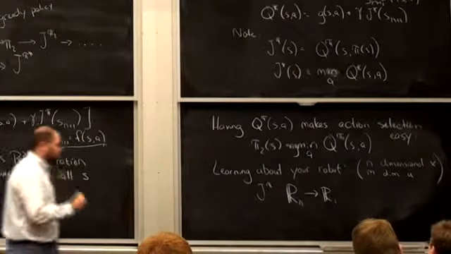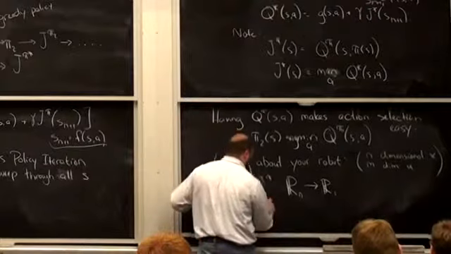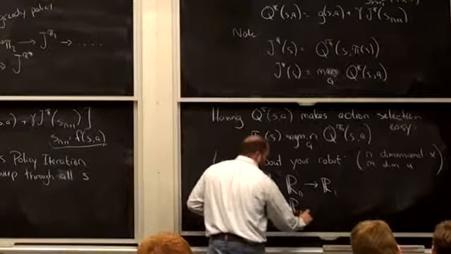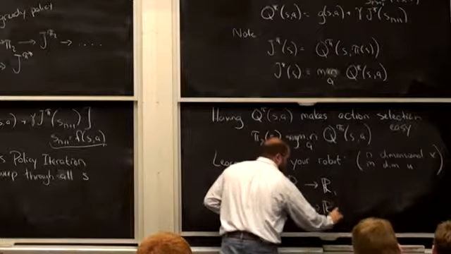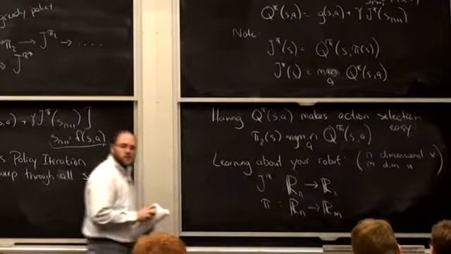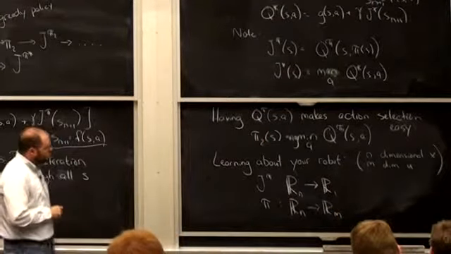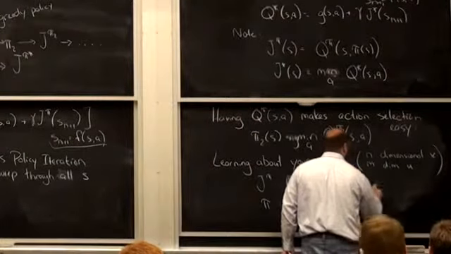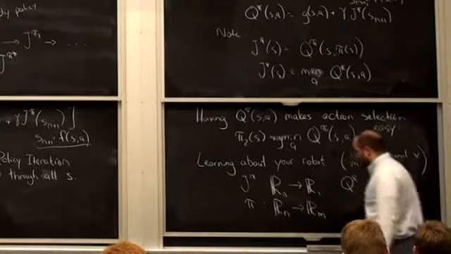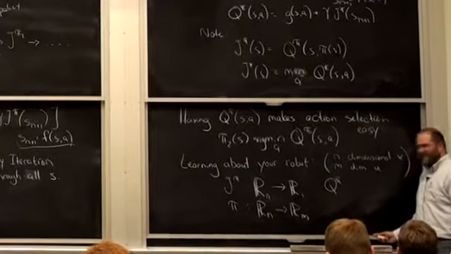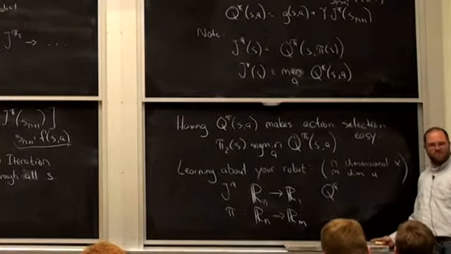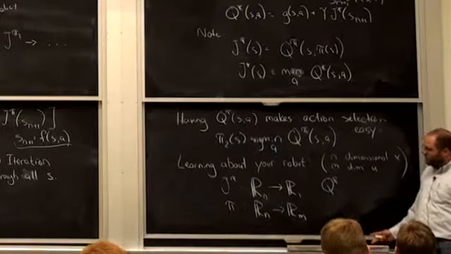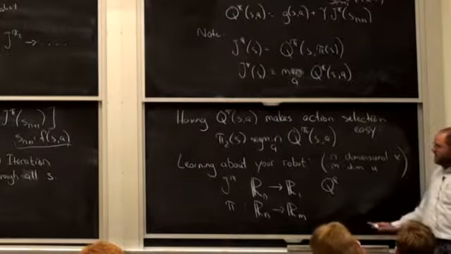If I was learning a policy, how big would that be? If I was learning a stationary policy, that might be bigger. So how bad is it to learn Q? What's Q? Let's keep a deterministic policy for now.